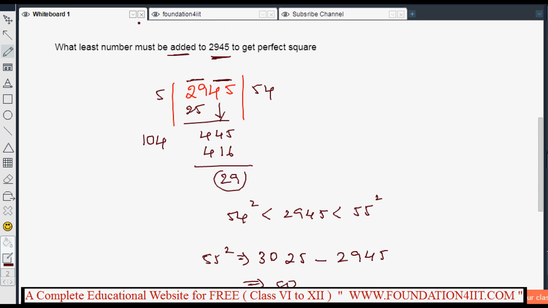So simple thing, the only thing you remember here: now here you got 54, right? So it is equal to 55 square now. If you want 55 square, what should we add? So 55 square is 3025. If you want to get 3025, what do we need to add to 2945? What we need to add means just subtract both: 80. Only 80 we should add. Okay, what must be added? That is equal to 80.